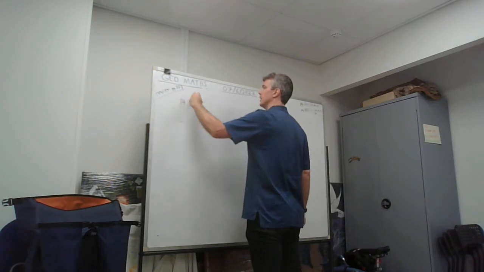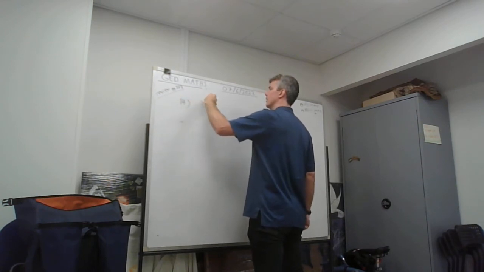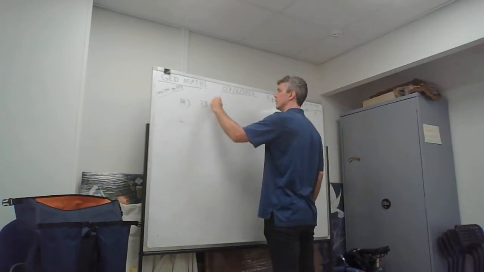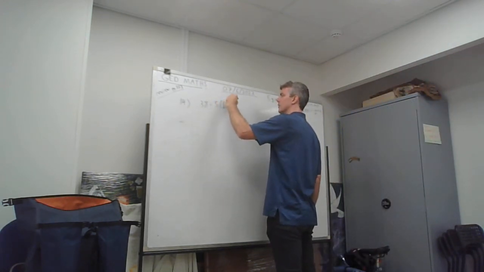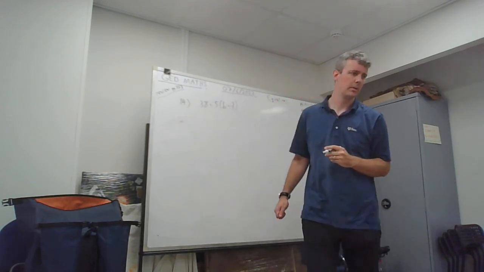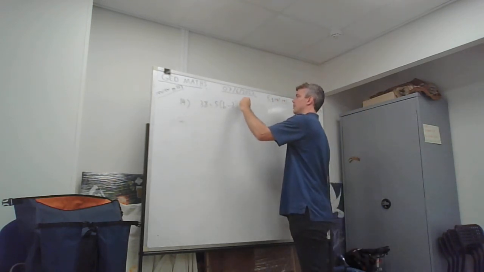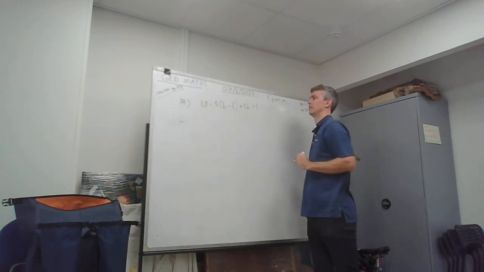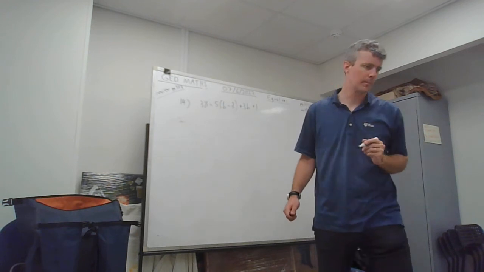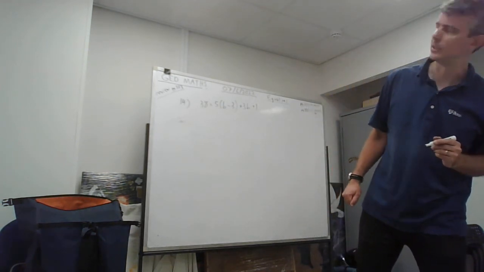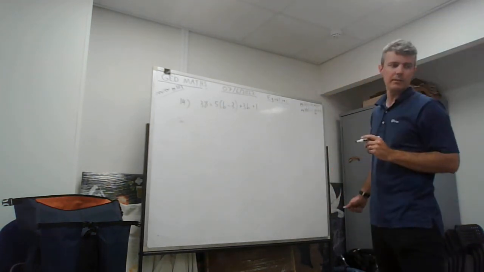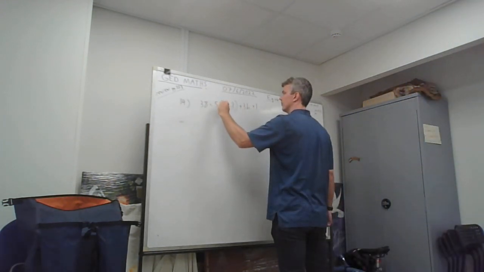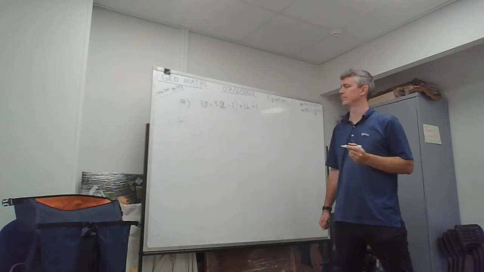So number 14 is 38 equals 5 bracket b minus 3, plus 13, plus 3b plus 1. Is that the whole thing? Yeah. 5 bracket 2b minus 3.